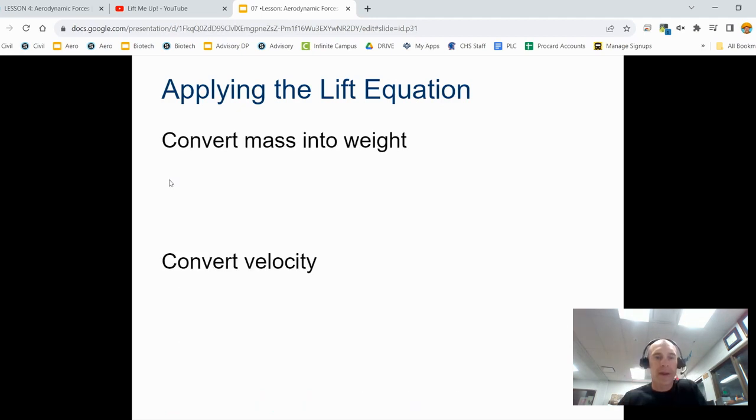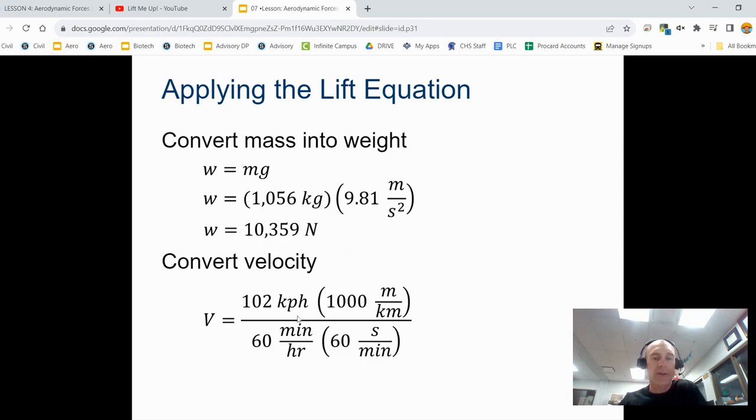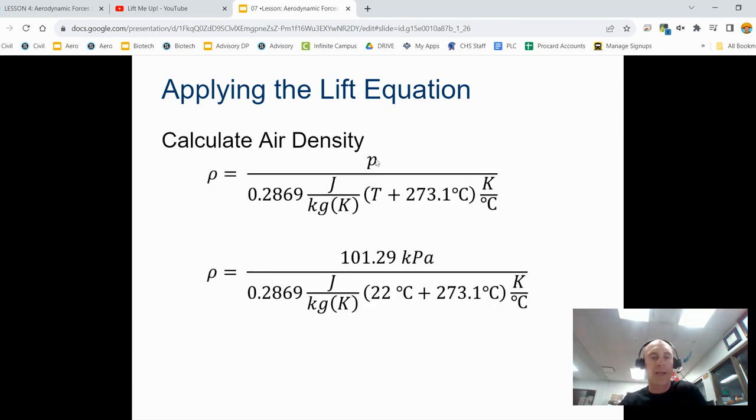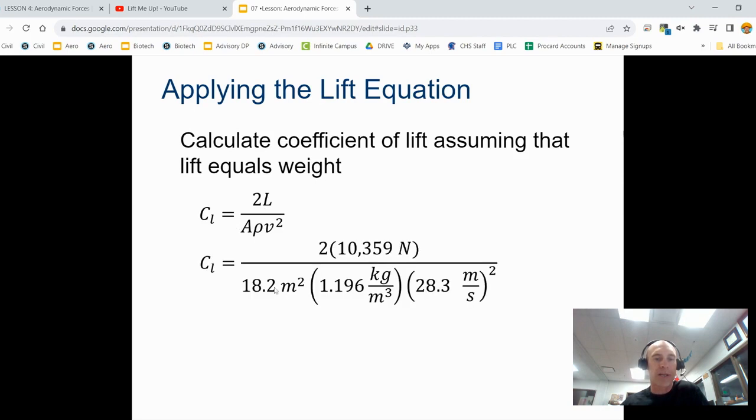Pause. All right, so we converted mass into weight, and this would just be using the formula how you would do it. You do kilograms times gravity, so we get 10,359 newtons. You can Google that conversion, 1,056 kilograms into newtons. And velocity we had to convert, and we get 28.3 meters per second. And then air density, if we plug that into our spreadsheet calculator, we're going to get 1.196. So you can check all those values in your spreadsheet calculator, make sure those were all correct. And then coefficient of lift, we plug in all the values, boom, boom, boom, boom, boom, and you get 1.19.